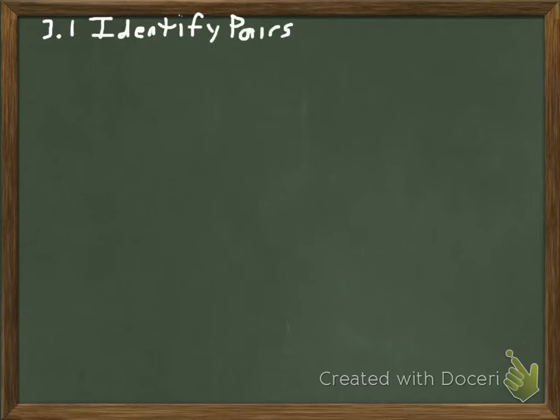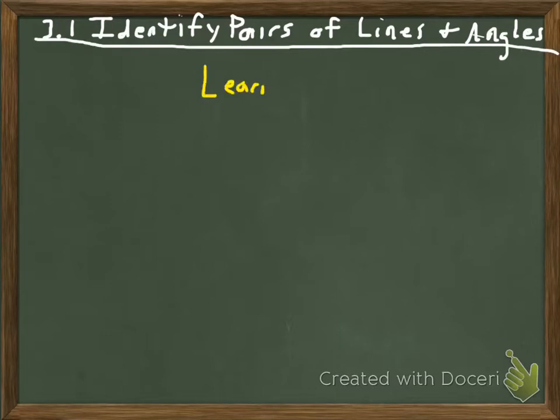And in Chapter 3, the first thing we're going to be doing is working with identifying pairs of lines and angles. Alright? Identifying pairs of lines and angles. Now, I've got some learning goals for you for this lesson, as usual. And the learning goals for this lesson are these.